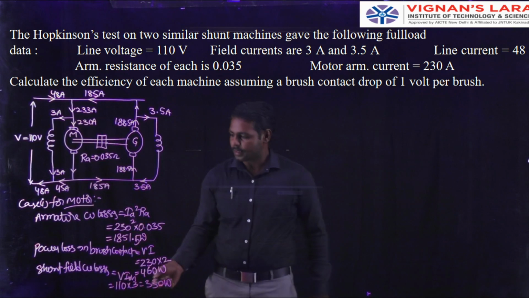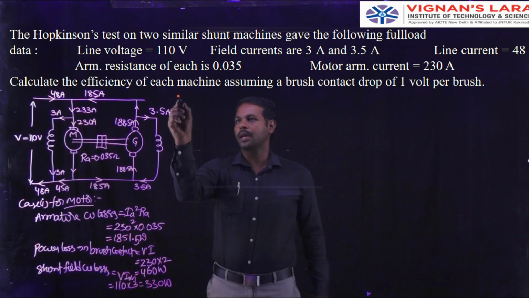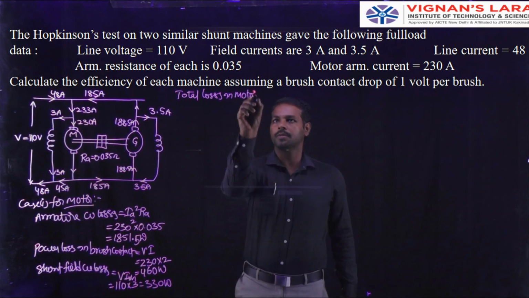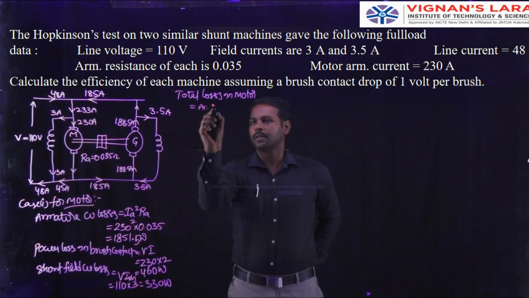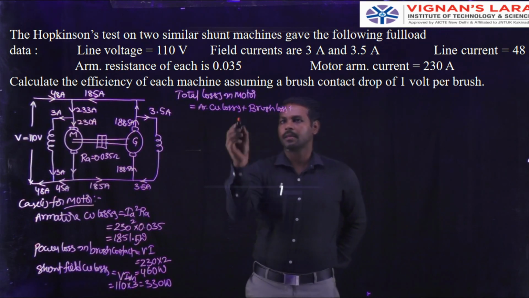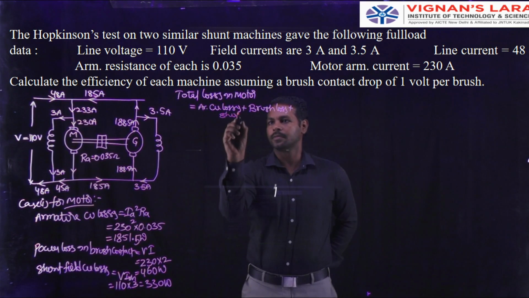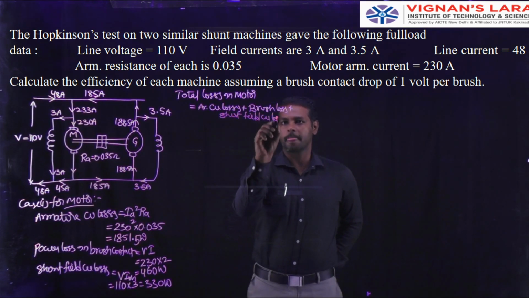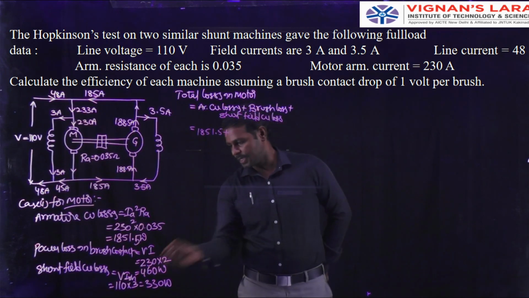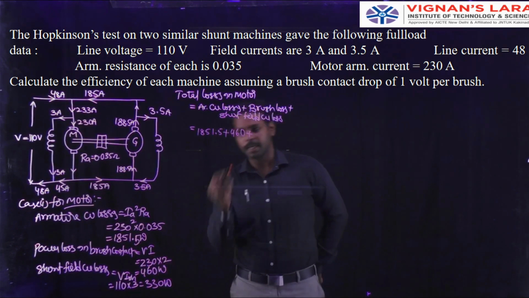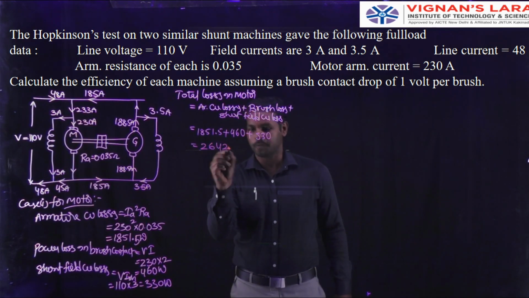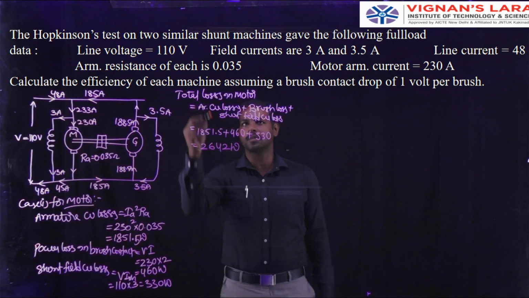So these are the total losses in a motor. Total losses in the motor are equal to armature copper losses plus brush loss plus shunt field copper loss: 1851.5 plus the brush drop of 460 watts plus 330 watts, which is equal to 2642 watts. These are the total losses in a motor.